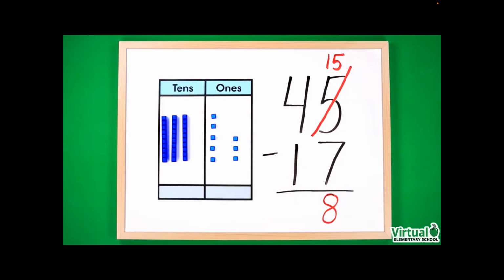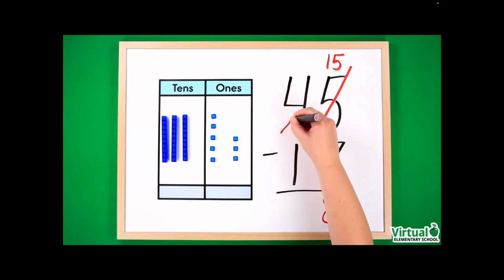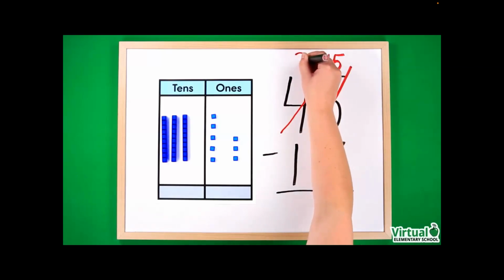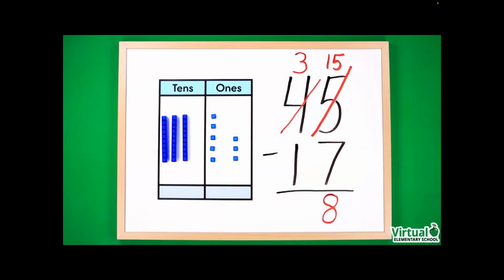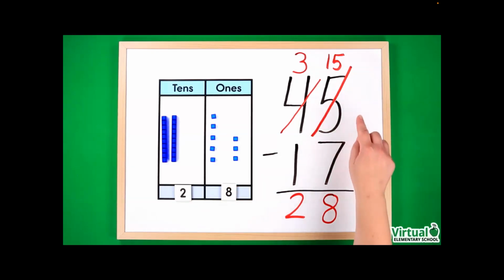Now we can subtract the numbers in the tens place. Since we moved a rod over to the ones place, we only have 3 rods left. We need to change this in our equation. Now we can subtract the tens. 3 minus 1 equals 2. We write the number 2 in the tens place of the answer. We have 2 rods and 8 units. This makes the number 28. 45 minus 17 equals 28. You took action to solve a subtraction equation.